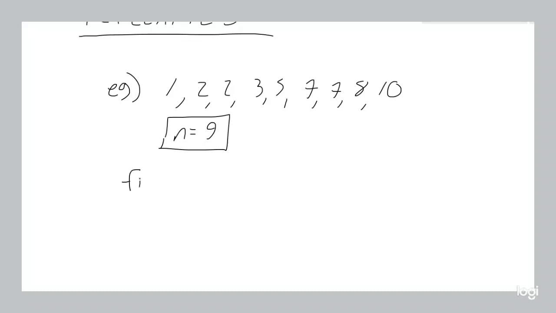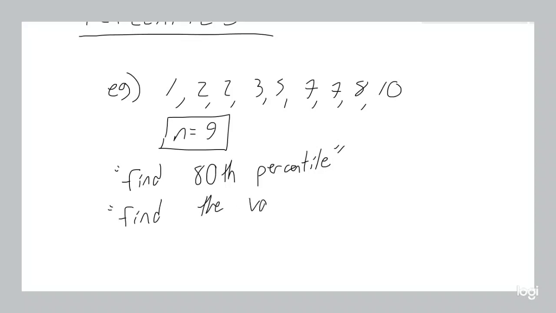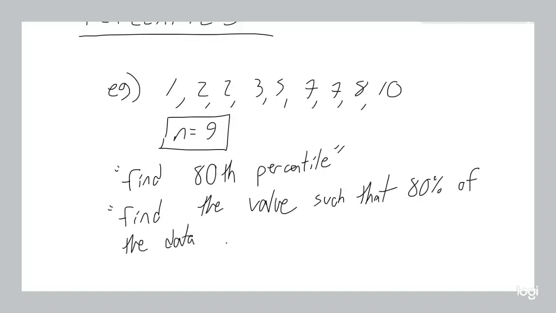So let's say you want to find the 80th percentile. What that means is find the value such that 80% of the data is below that value. Okay, and here's how you do that.